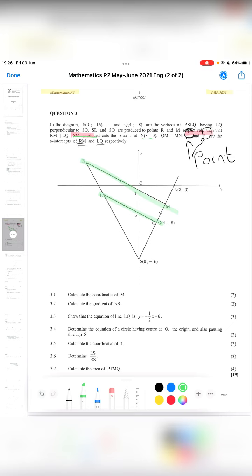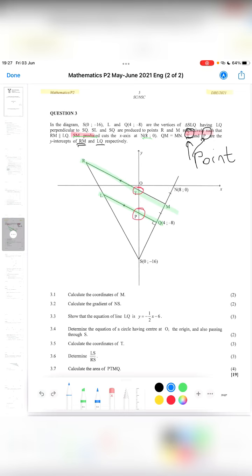Where is T? Okay, we now need to look at T. T is there. Where is P? There is P. Are they y-intercepts? Yes, they are y-intercepts. Where is the y-axis? There is the y-axis. Okay, now it makes sense.